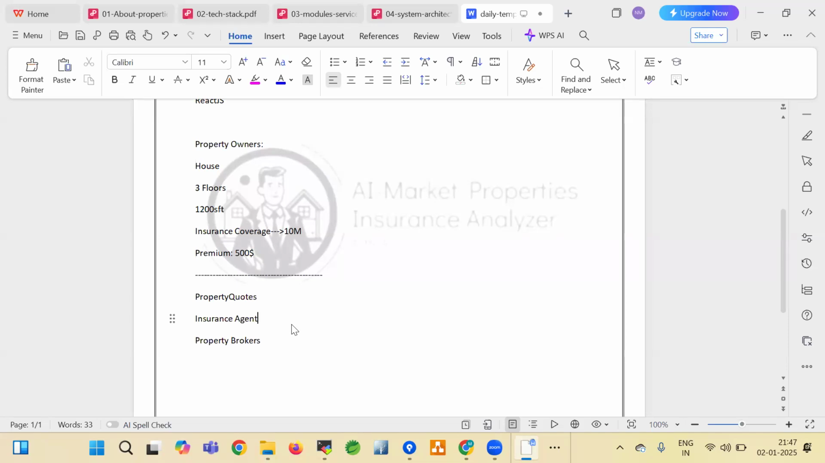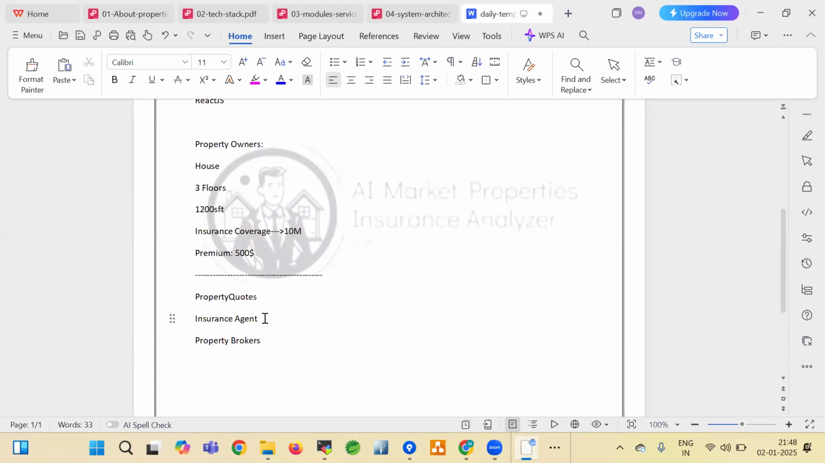But we don't know. Being a property owner, I may not have proper knowledge of the premium coverages. I just have the requirements in my mind. Now these requirements need to be converted into reality. There should be someone who can help me. That someone is nothing but what? Either the property brokers or the property agents.